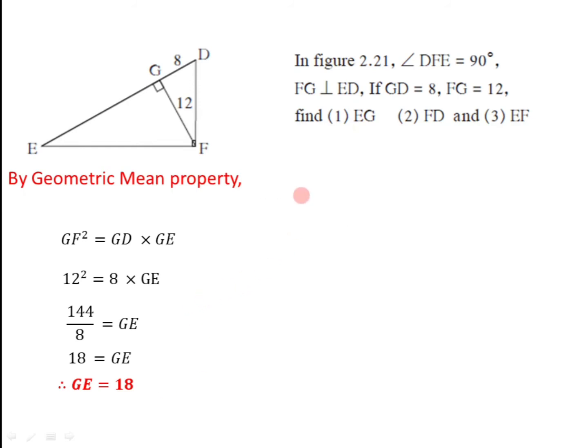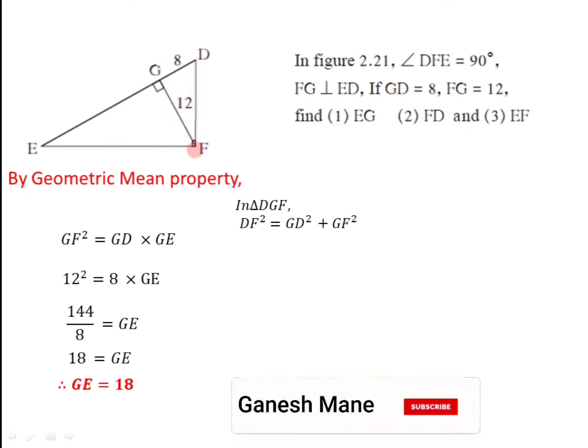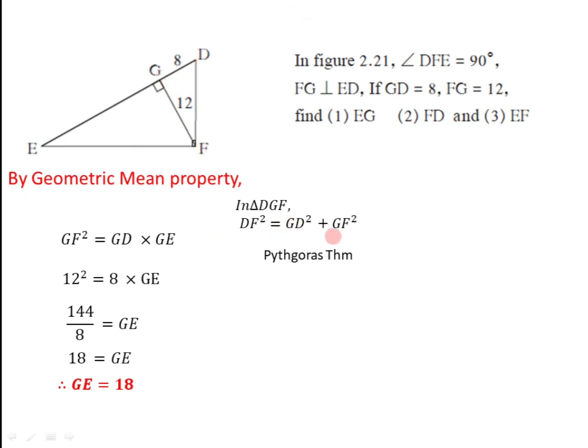Now we have to find the length of FD. For that, consider triangle DGF, which is a right angle triangle, in which if we use the Pythagoras theorem, we can write hypotenuse square is equal to side 1 square plus side 2 square. Here the hypotenuse is DF, so we can write DF square is equal to the remaining two sides, GD square plus GF square. And this is the statement by the Pythagoras theorem.